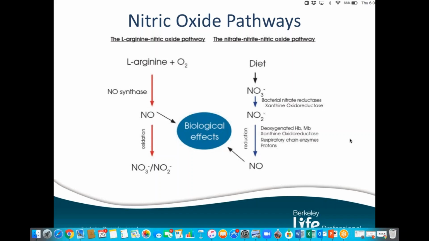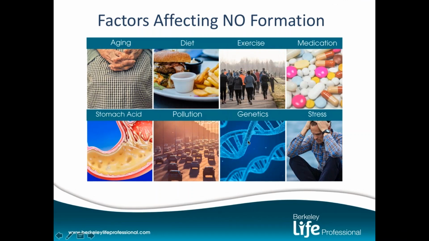Next slide. So what are the factors affecting nitric oxide formation? Aging. As we get older, our ability to make nitric oxide through the NOS pathway decreases. Our diets, the standard American diet, which is devoid of these nitrate-rich veggies. Exercise. Exercise will increase your nitric oxide production. So when we don't exercise, when we're couch potatoes, our nitric oxide production tanks.